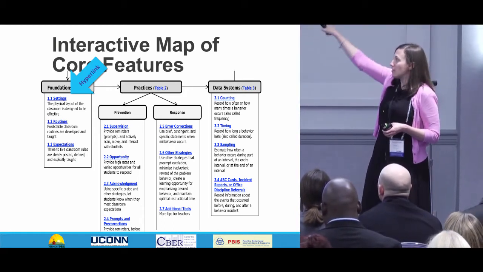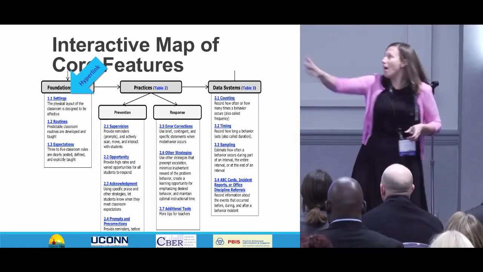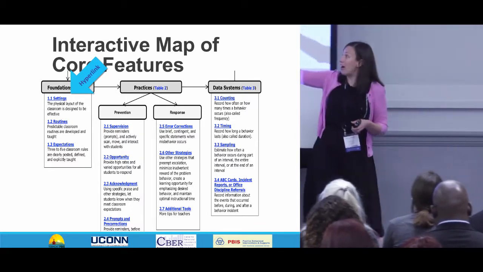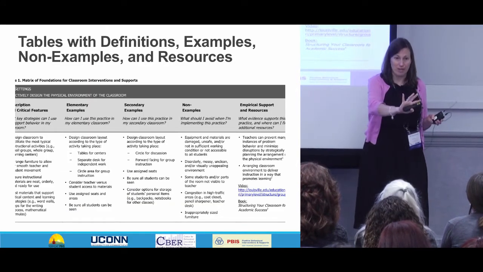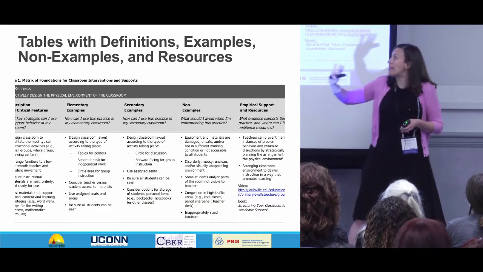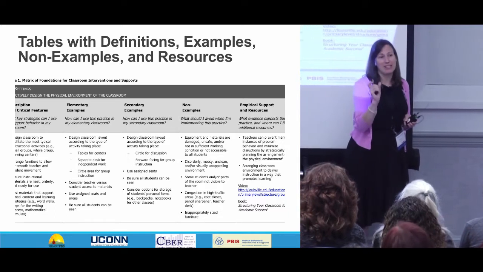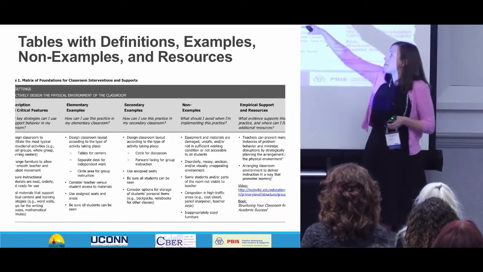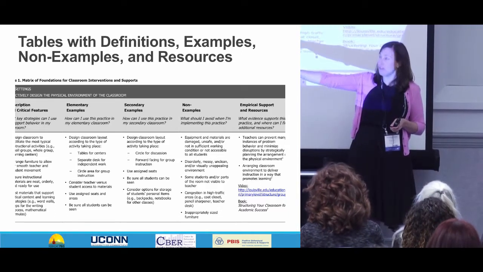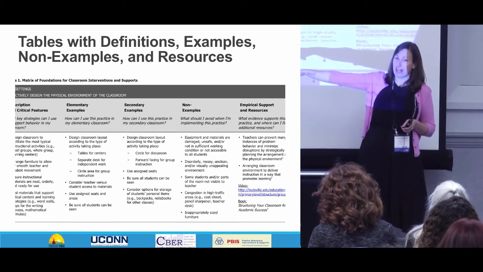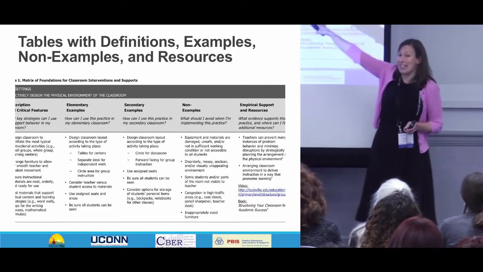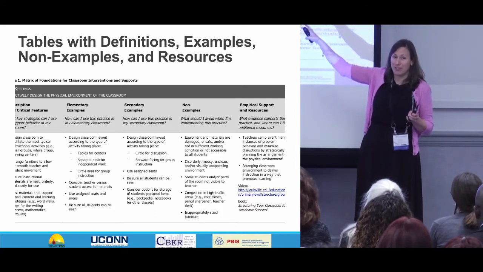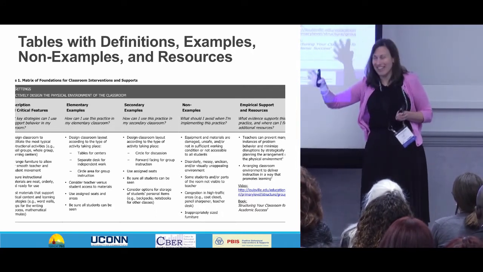So all of those that I just did the very fast way, all of those are things you can click on, and in the document, it'll take you to a table, which I know you can't read, but you can download the document. In the table, for each one of those practices that I just did the fast way, it provides a description of critical features. It gives you examples of what it looks like in elementary schools, examples for secondary settings, non-examples, so common errors teachers make when they think they're doing that.